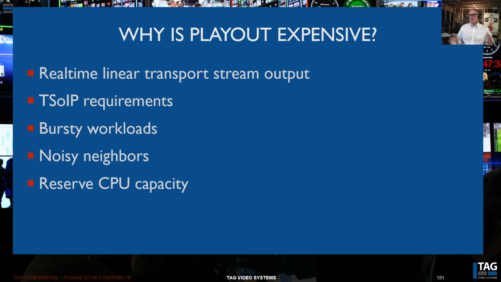So also, why is playout expensive? Well, the first thing is it uses real-time linear transport streams, and uncompressed pixel processing internally too. But those transport streams are very particular. We'll talk about that in a second, with precise timing and cadence requirements. We also have a problem with bursty workloads. So suddenly we want to do graphics and DVE moves and things, and that's a bursty part. We also have noisy neighbors.